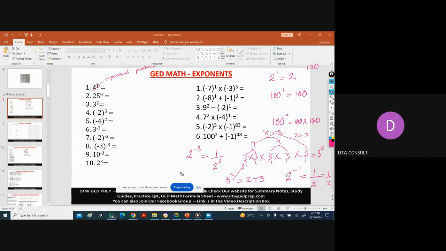In maths, anytime we have a negative, we always try to move to a positive. So to cancel out this negative and make it positive, you have to invert. You don't make it a fraction. So it will be 1 over 2 raised to the power 3, which will be equal to 1 over 2 times 2 times 2, because 2 raised to the power 3 is 2 times 2 times 2.